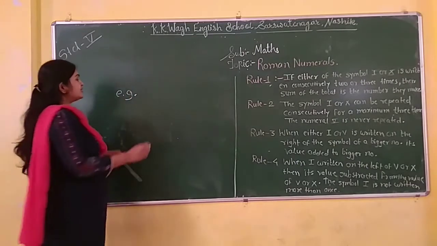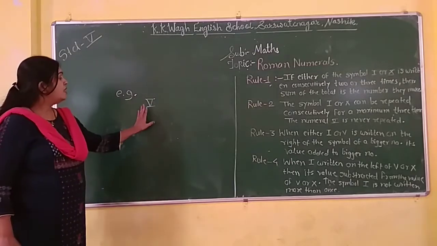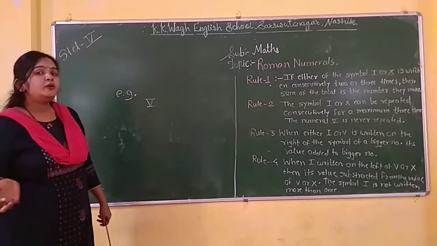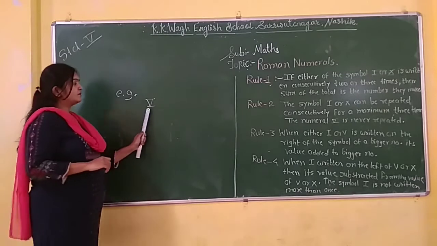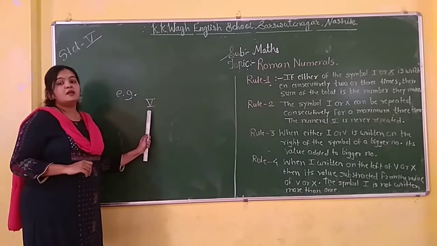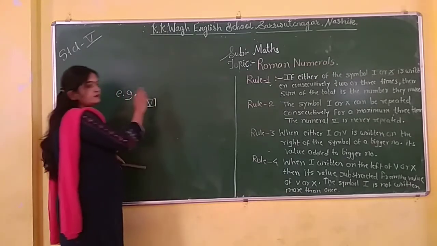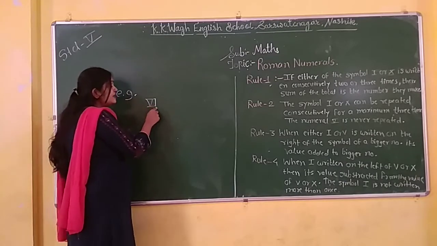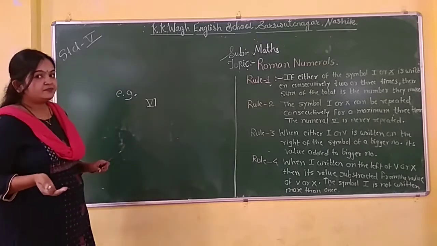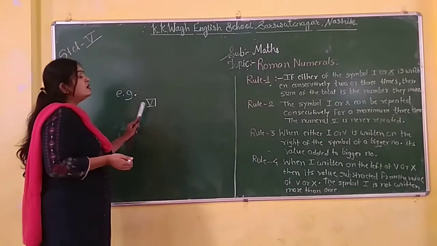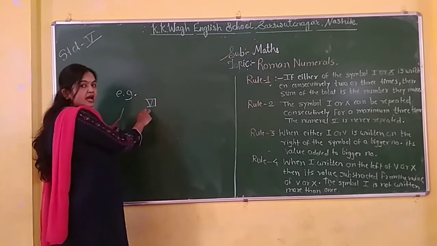What does this mean? For example, I have to write the number 7. But how can we write 7? I am not able to write I seven times. No, this is not a method. So how can we write it? First we write V, the value of V is 5. Then I put I on the right side, which means it makes the addition of that number.